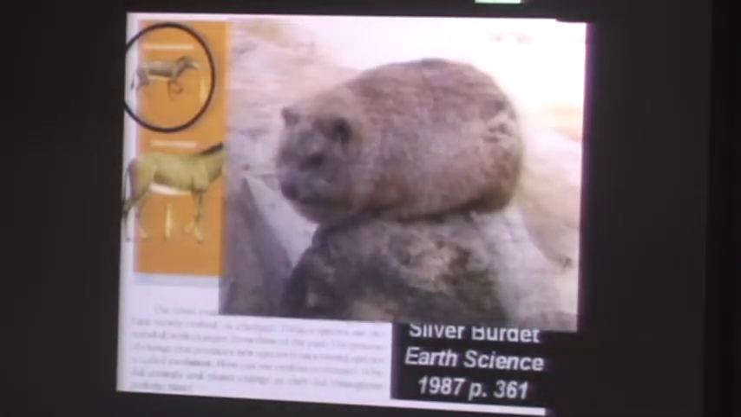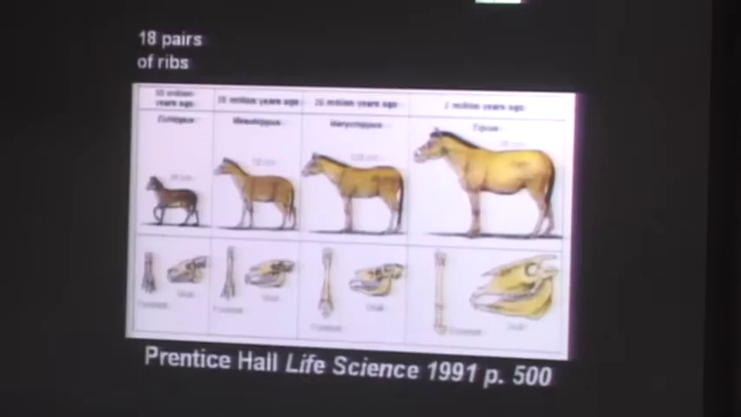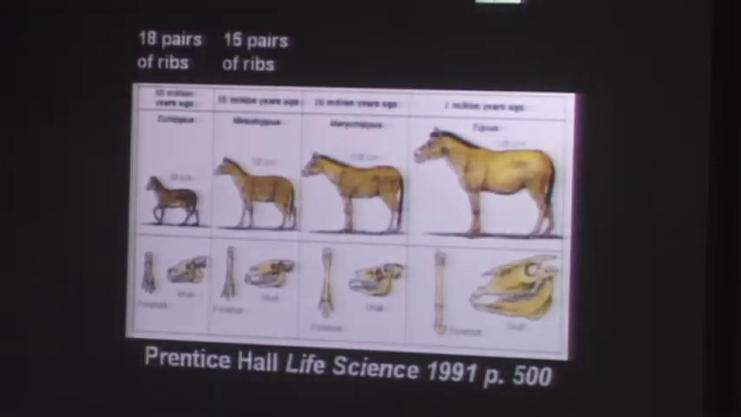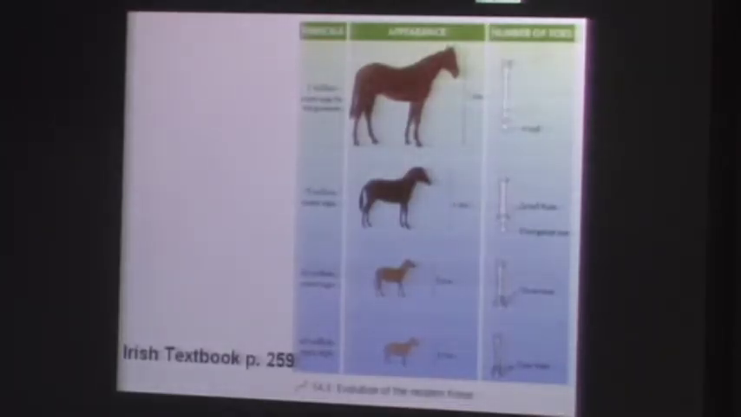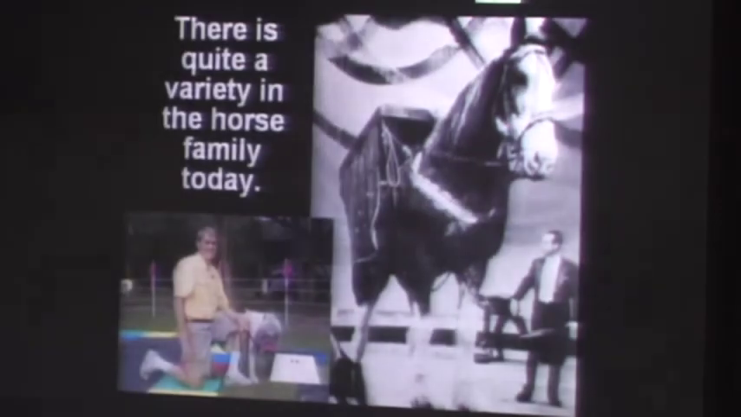They don't tell you the early horse had 18 pairs of ribs. The next one had 15. These animals are not even related. They just picked some bones and put them in the order they wanted them. The next one had 19 and then back to 18. This horse evolution theory was proven wrong a long time ago. There's a whole variety of horses today, by the way, big ones and little ones.